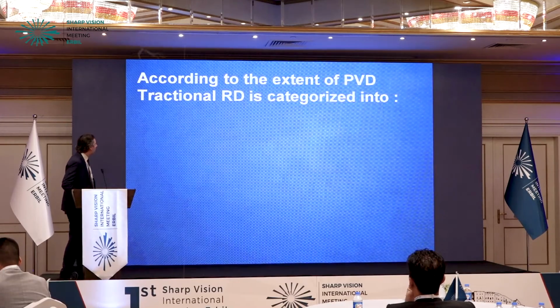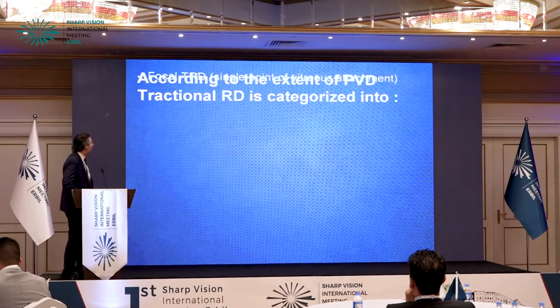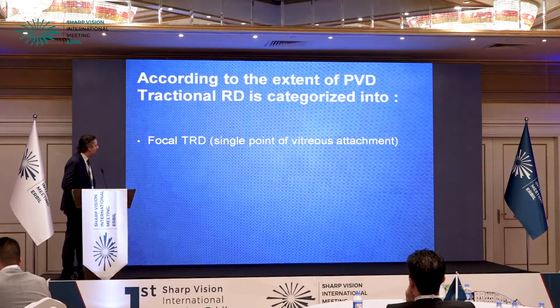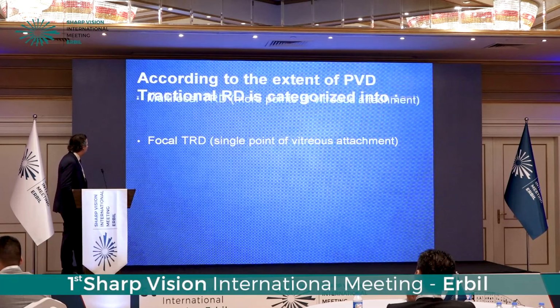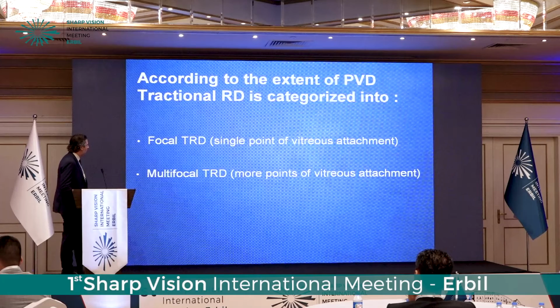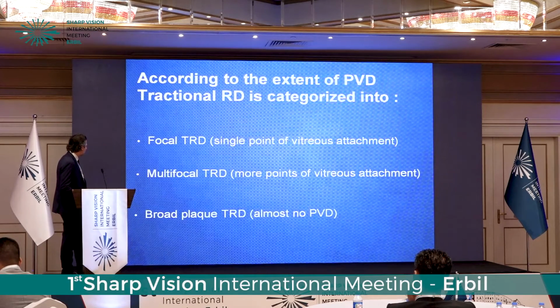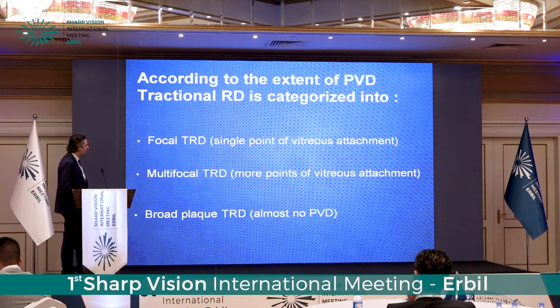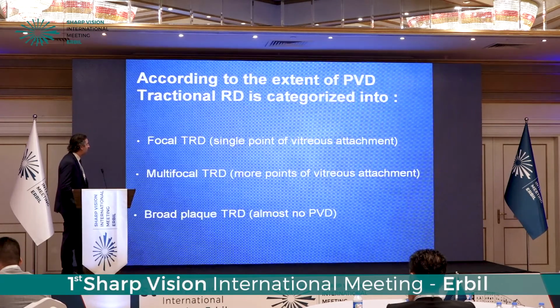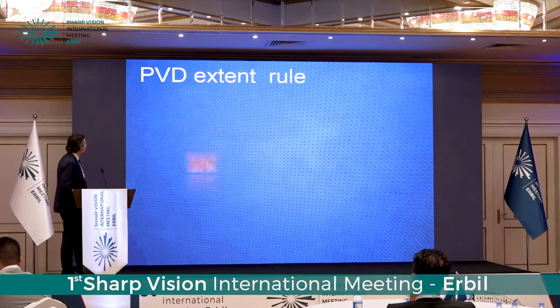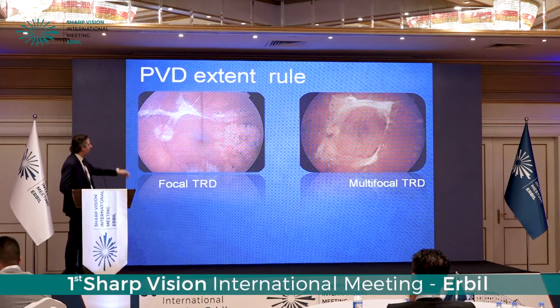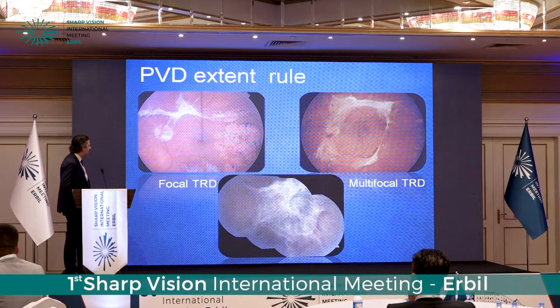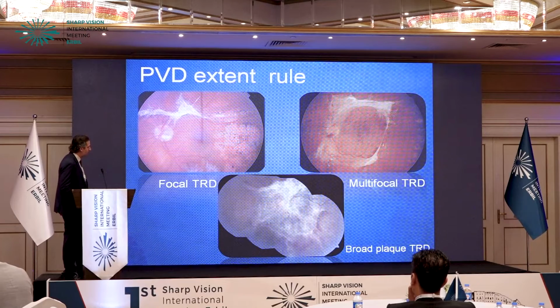According to the extent of PVD, traction retinal detachment can be categorized into a focal traction retinal detachment, in which almost all of the vitreous is detached except at one point, or multifocal traction retinal detachment if the vitreous is still attached at some points, or broad base retinal detachment if almost all of the vitreous is still attached to the retina. This is an example of the focal traction retinal detachment. This is the multifocal traction retinal detachment. And this is a model of the broad base traction retinal detachment.